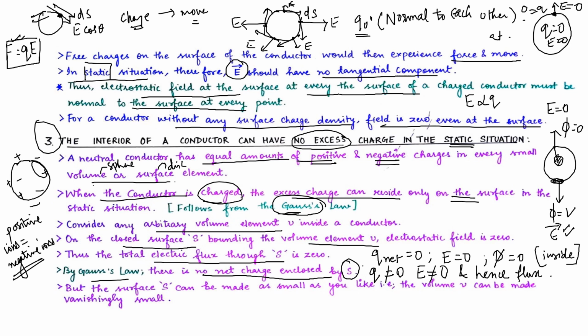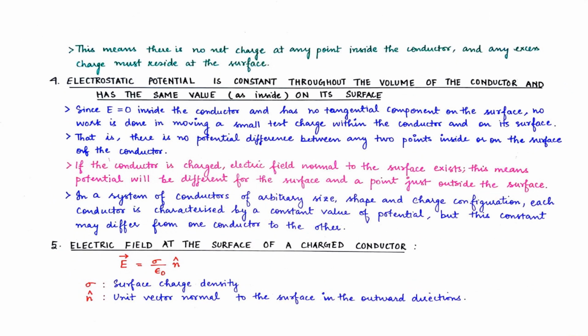We can define flux for a very small area. But the surface S can be made as small as you like, that is, volume V can be made vanishingly small to get a flux. So from the previous observation we see, this means there is no net charge at any point inside the conductor, and any excess charge must reside at the surface.